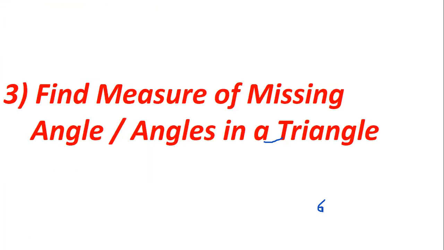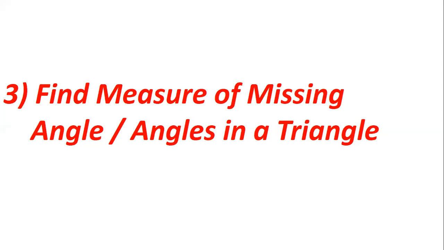Now, how can we find the measure of a missing angle or angles in a triangle? What do I mean by this? I said that in each triangle, I always have 3 angles. So now I'll give you the measure of 2 angles, and there is an angle which is missing.